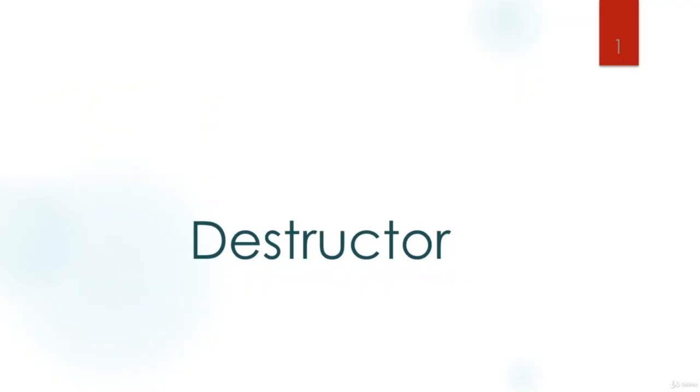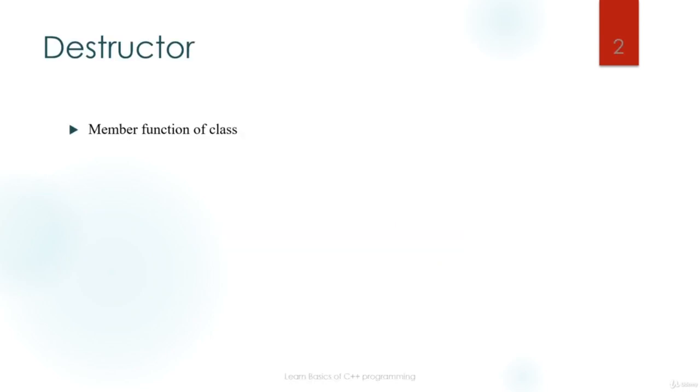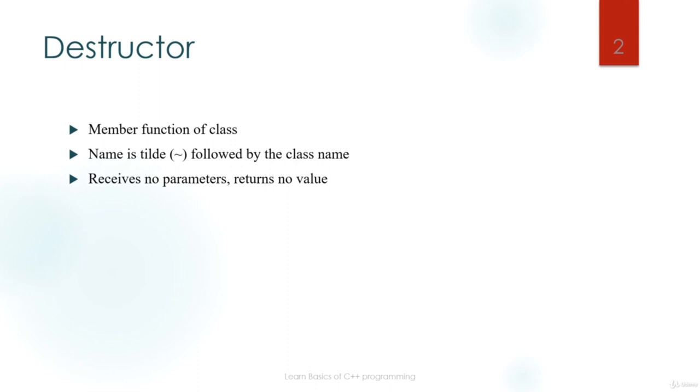In the last lecture, we have seen what is a constructor and what are the different types of constructors. Now, we need to see the destructor. Destructor is a member function of a class. The name is tilde followed by the class name. Why are we using this destructor? Because we need to destroy the objects that have been created by the constructor. That's why we use the destructor within a program. It receives no parameters and it is not going to return any value.